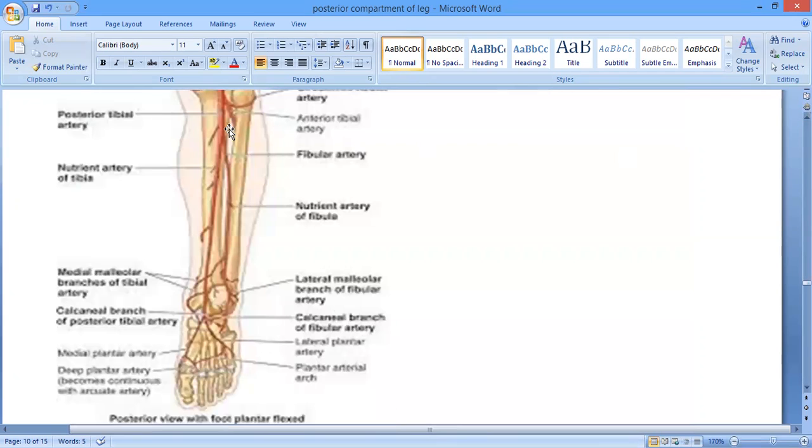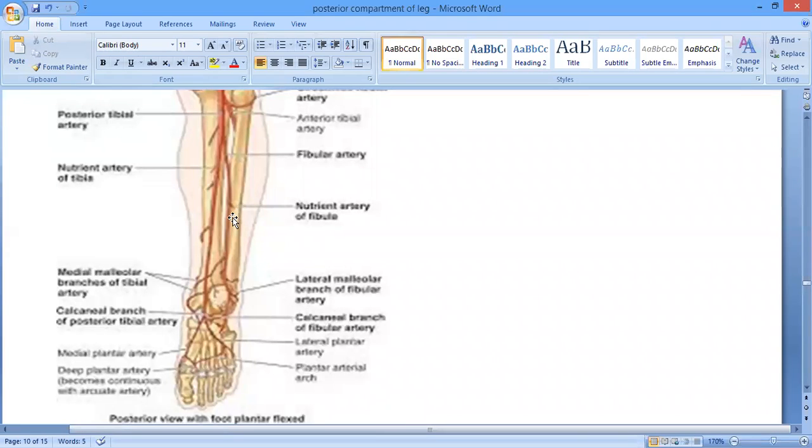here, of course, it is going to give the muscular branches to the muscles of the back of the leg, right? And then it is going to give the nutrient artery to the tibia. So remember, the nutrient artery to the tibia always comes from the posterior tibial artery, whereas the nutrient artery to the fibula is coming from the peroneal artery. Okay, right? Is there any problem, ji?